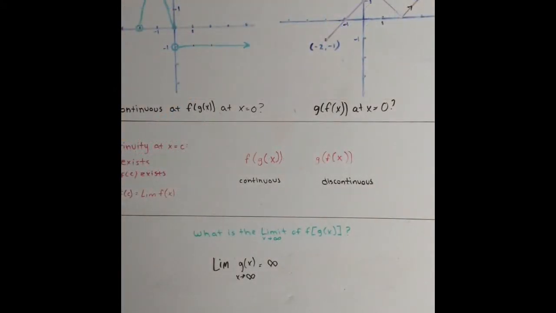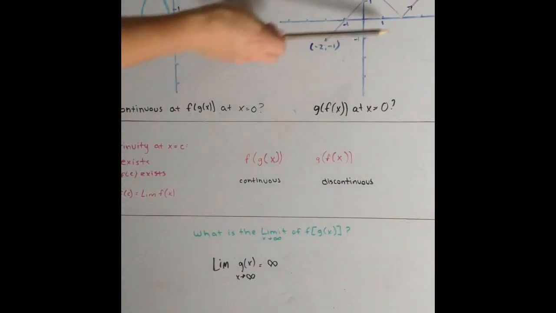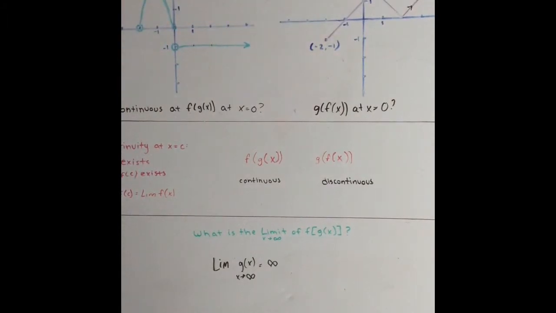Now to find the limit of f of g of x as x approaches infinity, we see that the limit of g of x as x approaches infinity will increase forever. And if we plug in the values of g of x into f of x as x approaches infinity, the limit will remain negative 1 in the f of x equation. Therefore, the limit of f of g of x as x approaches infinity is negative 1.